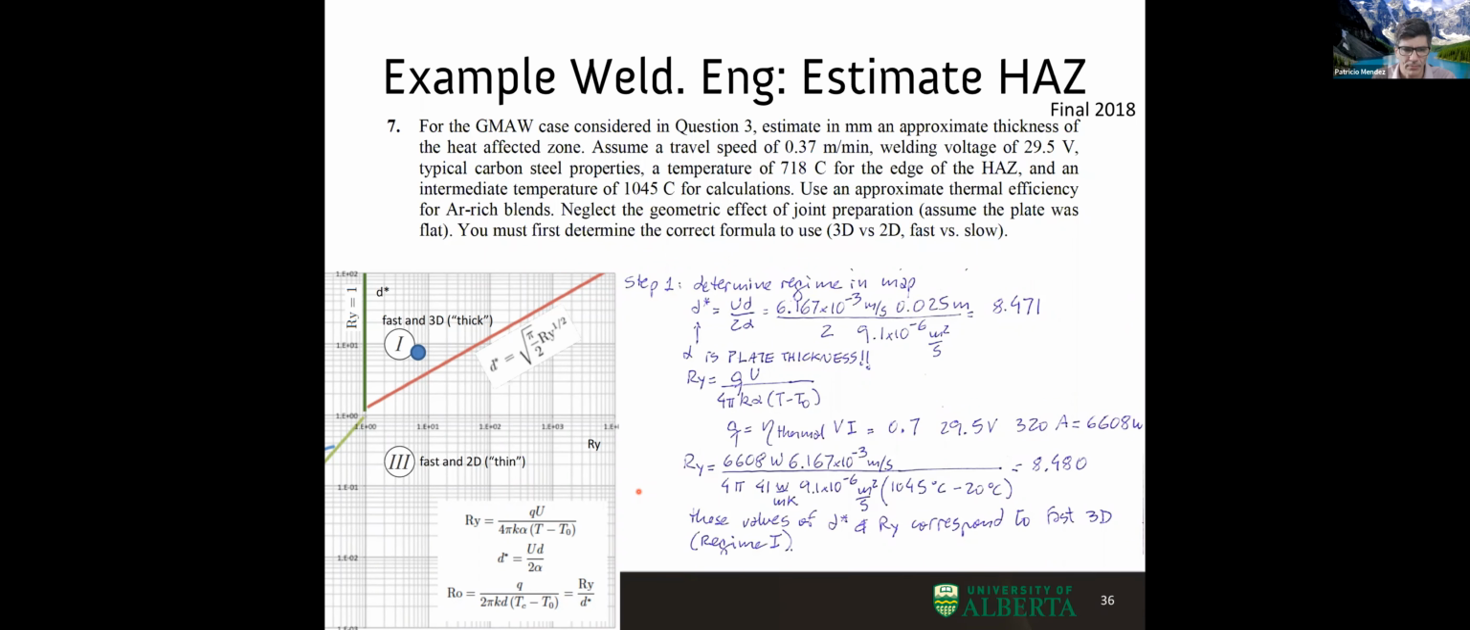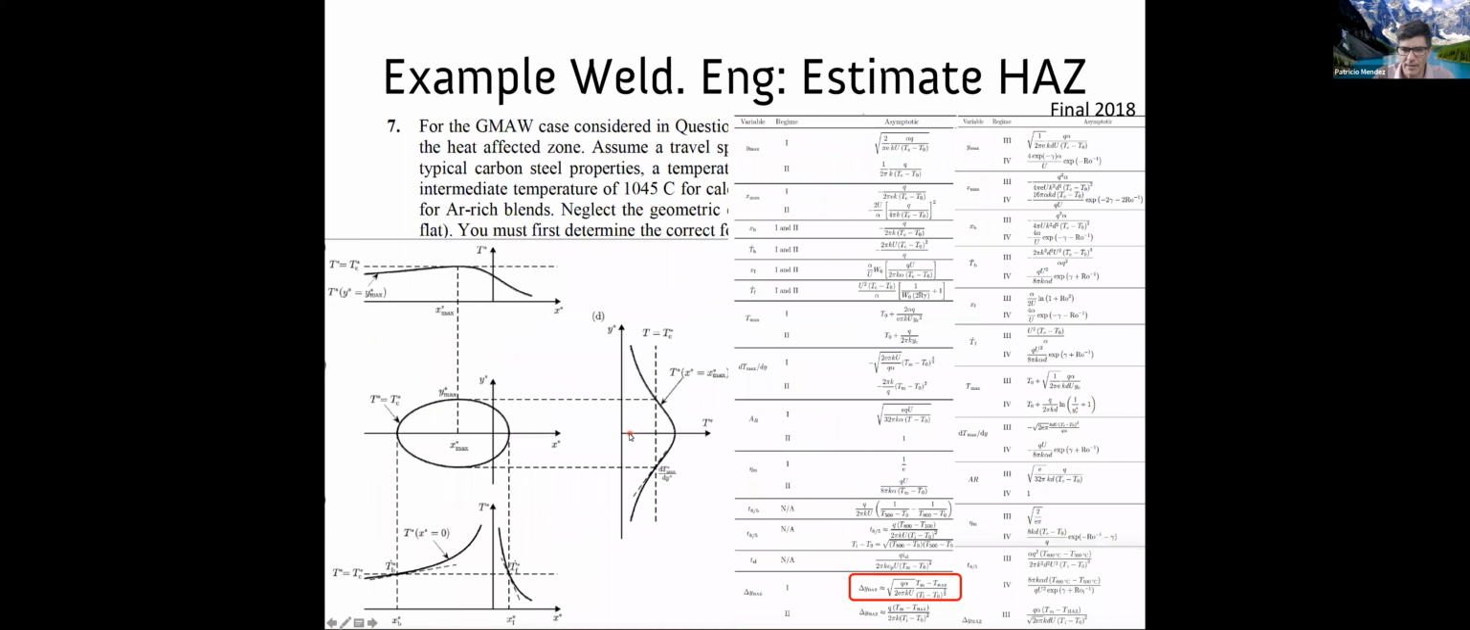So what have we done? The number one thing I need to do is determine where I am in a map, right? And for that, I need two coordinates. One is dimensionless thickness, that is this D star, and the other is the Reynolds number that has the more complicated formula. But those two are here. Based on those two, I would know where I land. And based on where I land is which of these formulas I would use.